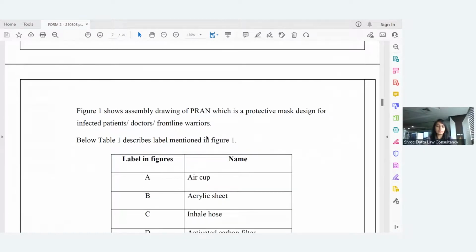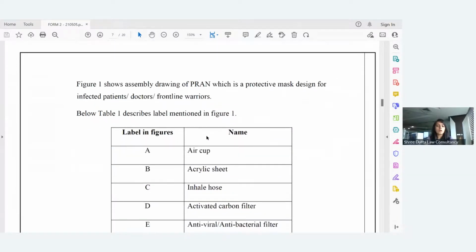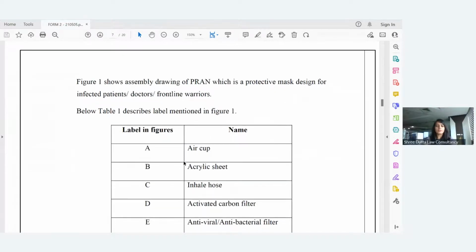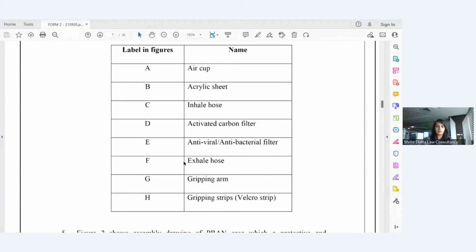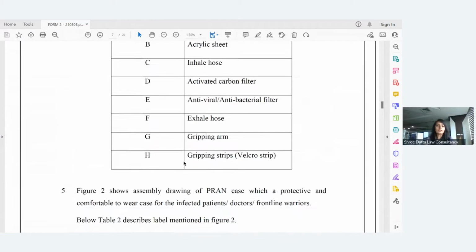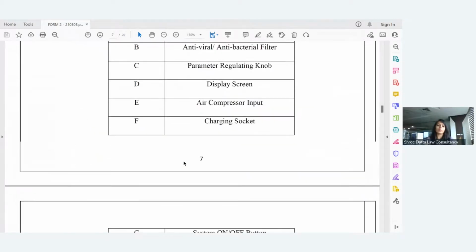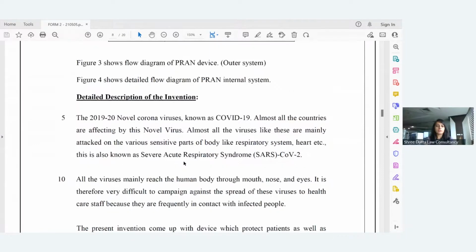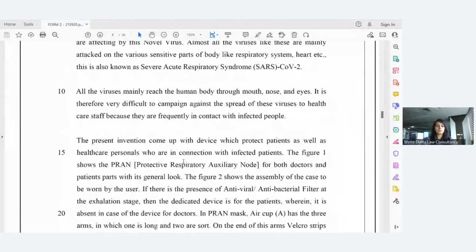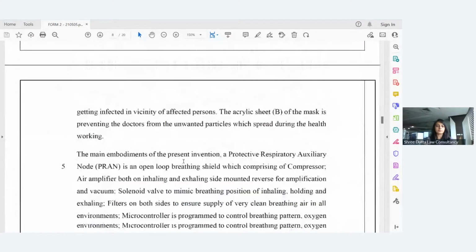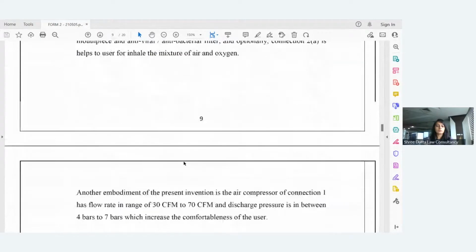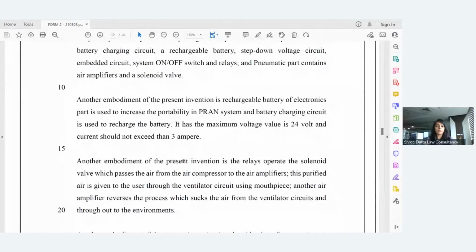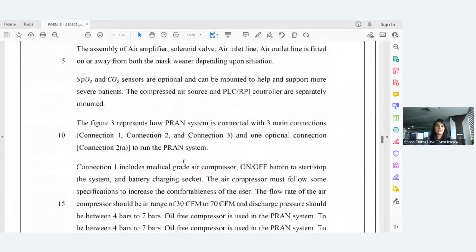Now in figure 1, we have given different nomenclatures. In that, what is A, what is B, we have given in table format for easy understanding of the examiner. Then figure 2, in which we have given different nomenclatures. Then figure 3 and figure 4. Then the detailed description, in which they have given each and every detail. They have also added the embodiments of the claims into the detailed description.